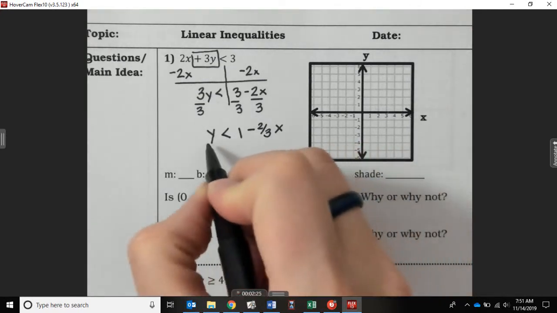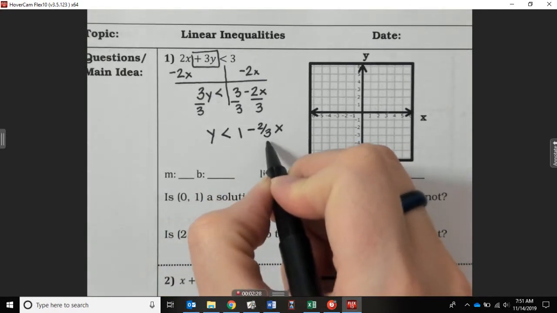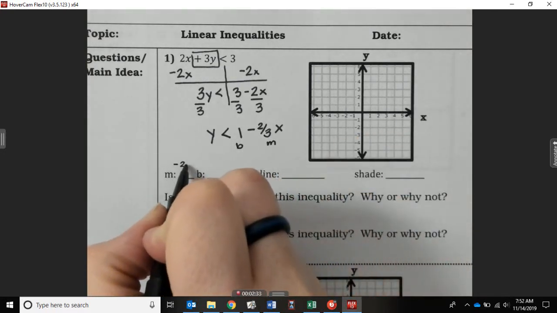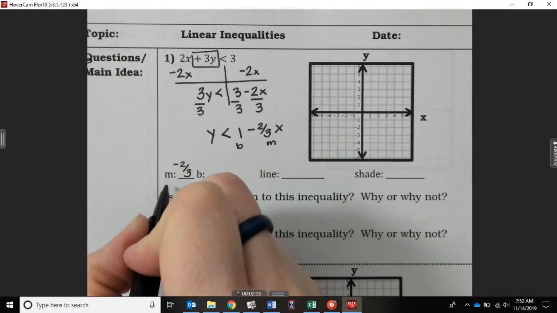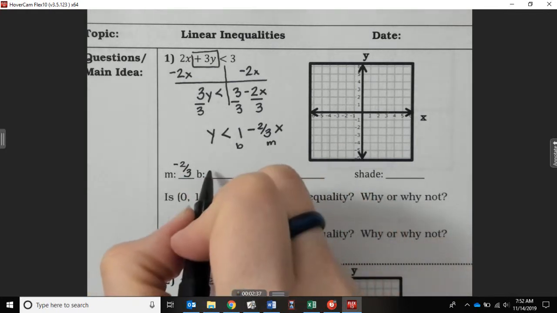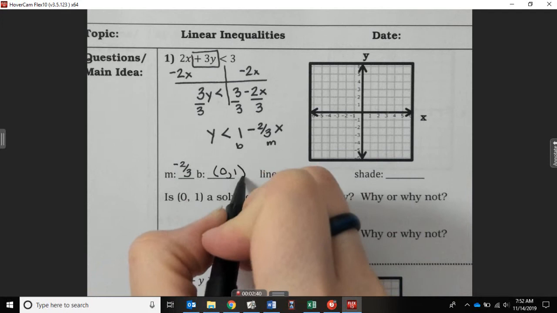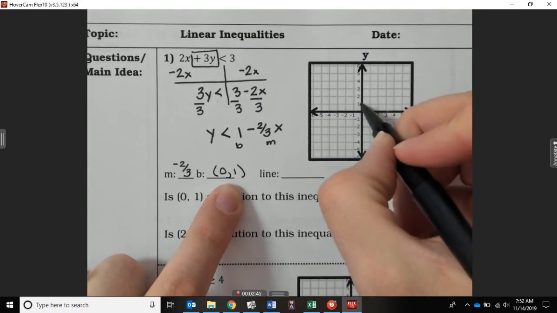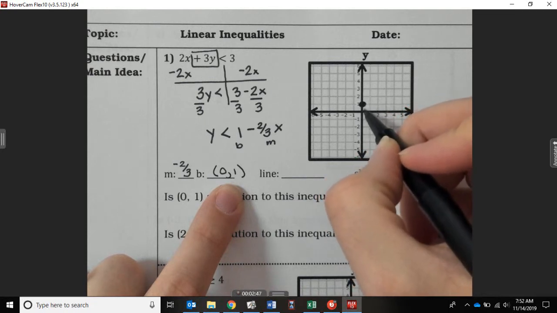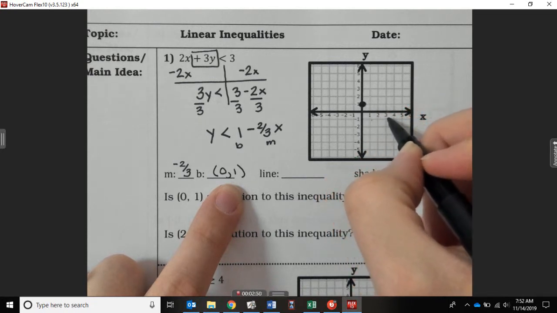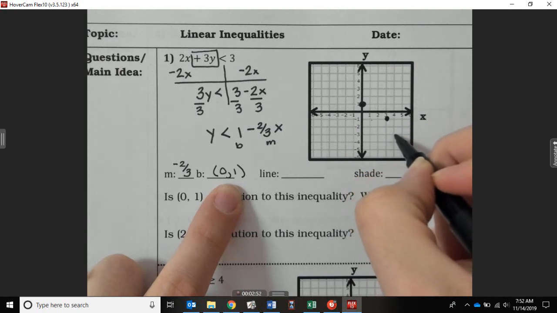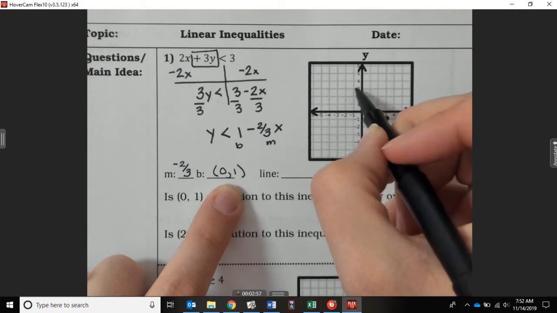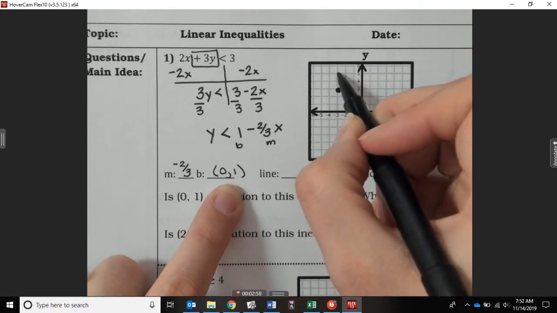And just like it's y equals mx plus b, this is still my slope, and this is still my y-intercept. So my slope is negative 2/3, which means I fall 2 and run 3. And my y-intercept is 0, 1. And so let's plot some points first. So I have 0, 1 right there. And then I'm going to go down from that point, 2 and right 1, 2, 3. Down 2, right 1, 2, 3. Okay, and then we can go backwards, up 2 and back 3, up 2, back 3.